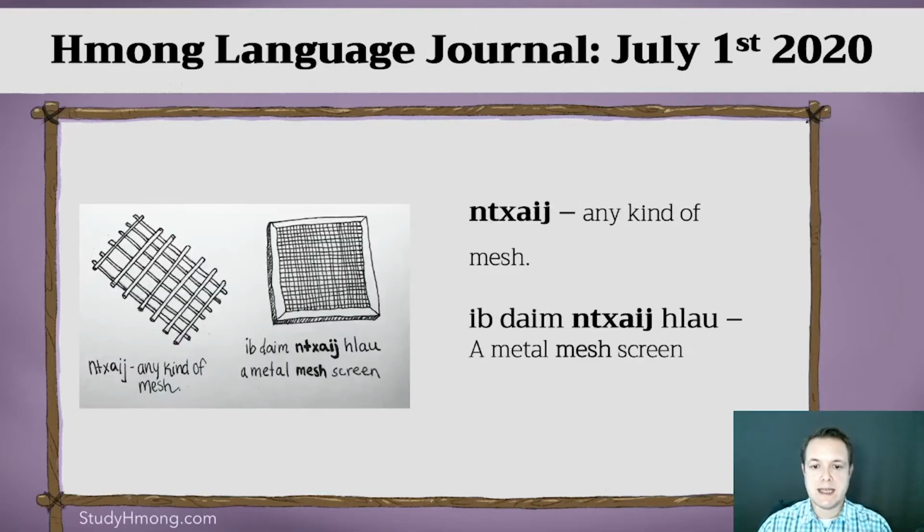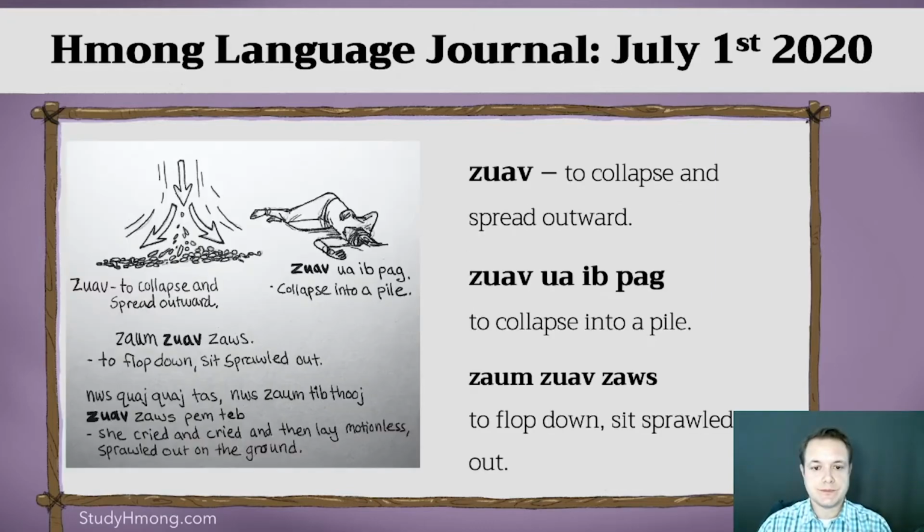Another word, nzai. So this is any kind of a mesh. It can be wooden, metal. In the example, we have idai nzai lao. So that's a metal mesh screen. I like this one, zhua, to collapse and spread outward. So we have the example of zhua or ipa, to like fall into a pile, kind of like you see the lady, or the person in the drawing there, to collapse into a pile, zhua or ipa.